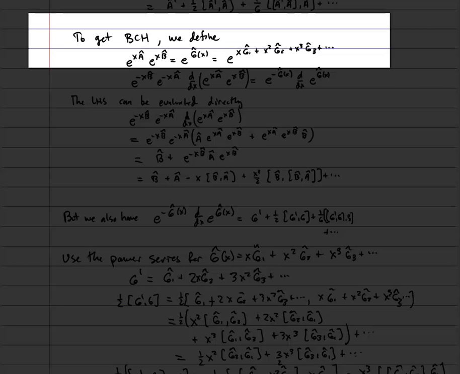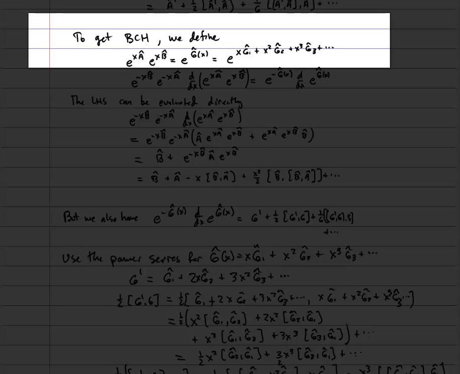We're going to look at e to the xa, e to the xb, and we want that to be equal to e to the g of x. You notice we're going to be setting x equals 1 at the end, but we're going to expand that g of x in a power series, x times g1 plus x squared times g2 plus x cubed times g3 and so forth. We'll find that that becomes very handy having it in that form.